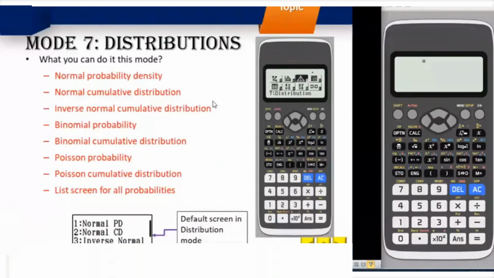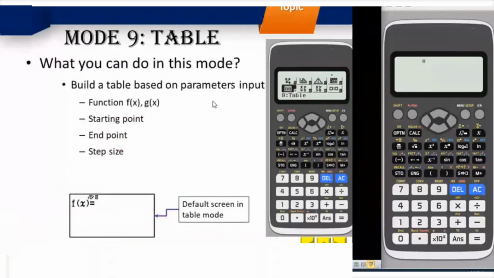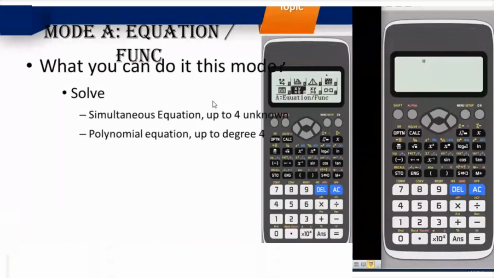Then mode 9 is table. We did tables in detail, that dual functions can be made into tables from starting point, ending point, step size. Then we also did equation functions, that is mode A. We solved simultaneous equations, we solved polynomials, quadratic and cubic equations, we solved the inequalities, that is mode B, and we solved ratios.